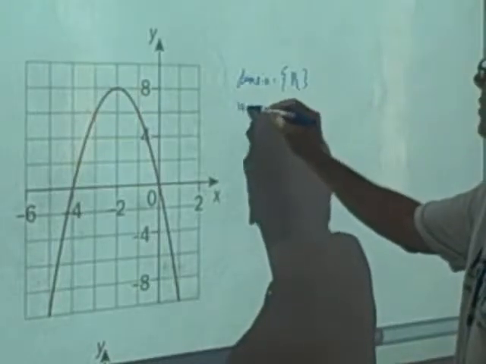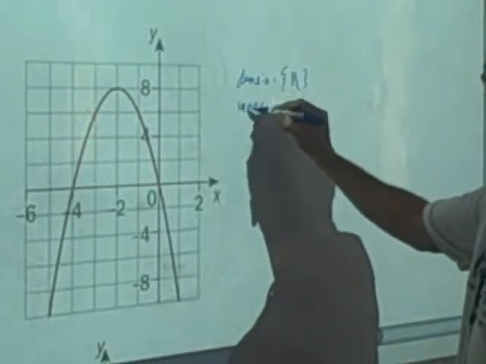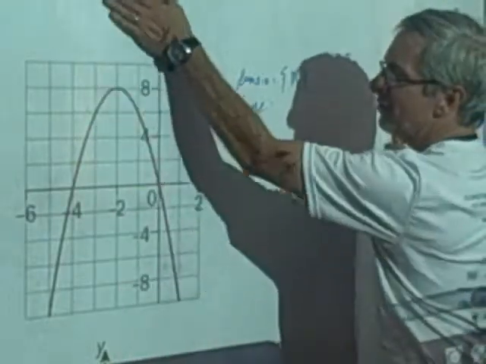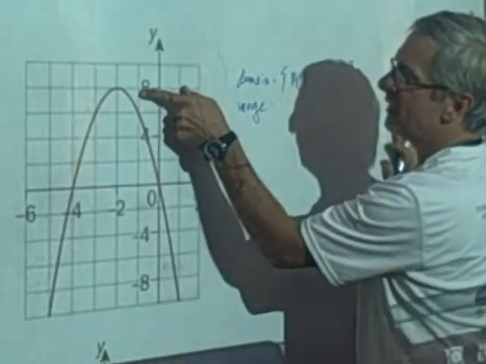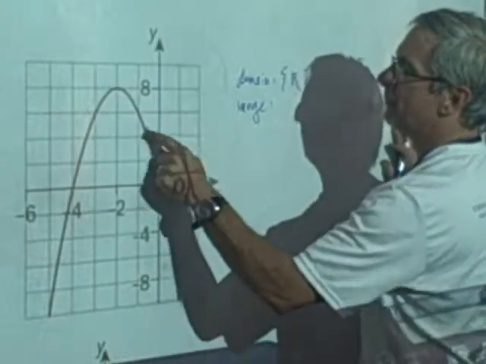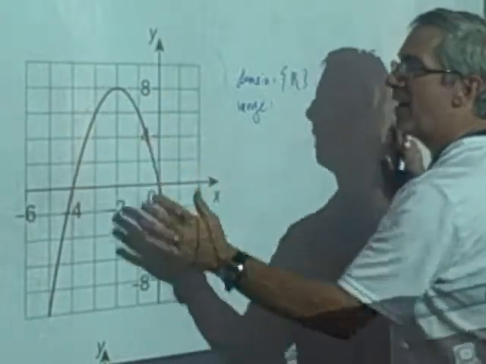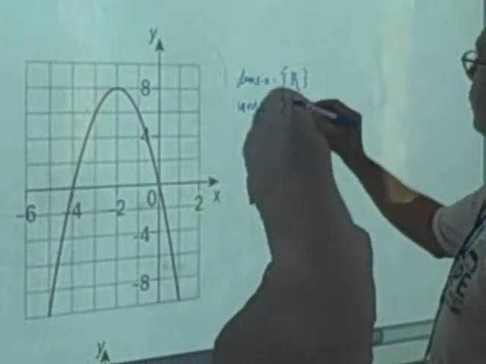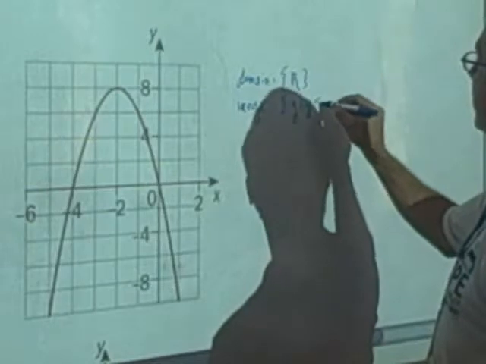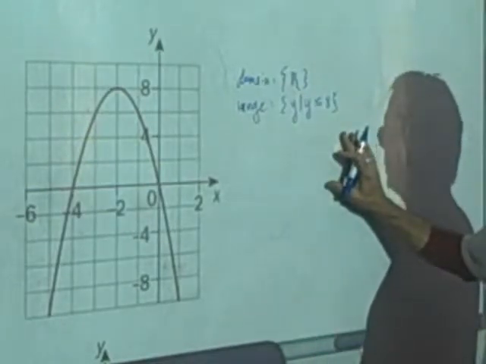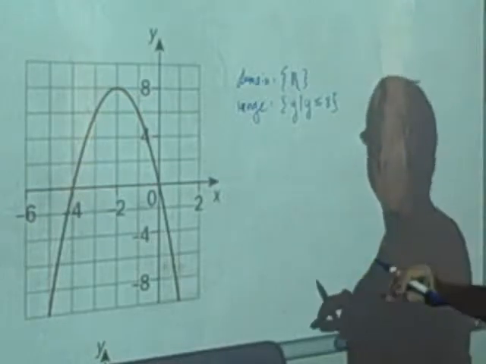The range, all right, well, now I'm looking at all the y values, and y isn't unlimited. Y goes up, but doesn't get any higher than this vertex of the parabola. So in fact, the y values are limited to 8 and less. So I would say here y such that y is less than or equal to 8, that's the range of the function. Okay, then they ask for the intercepts.